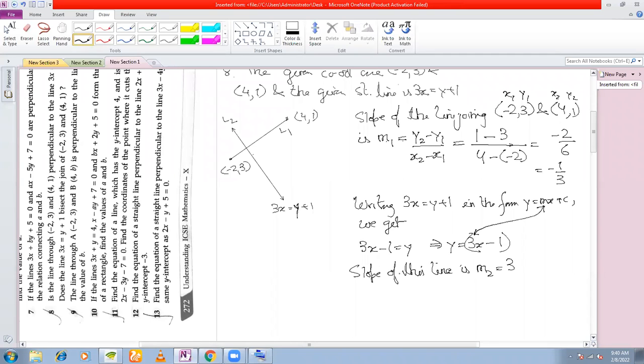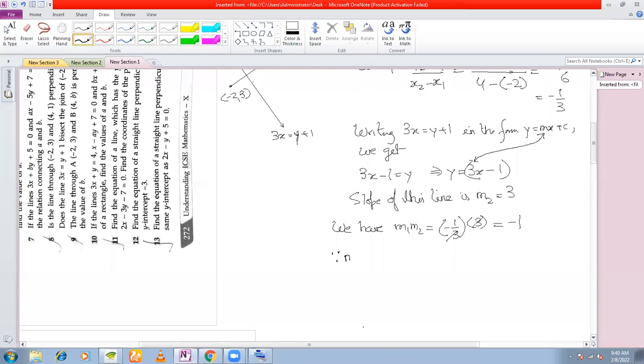Now we need to check whether they are perpendicular or not. So let's check the product of the slopes. So what is m1 m2? Product of the slopes, we have m1 m2 is equal to, we have found m1 as minus 1/3, and the value of m2 is 3, right? What is the product? We're getting minus 1, isn't it?